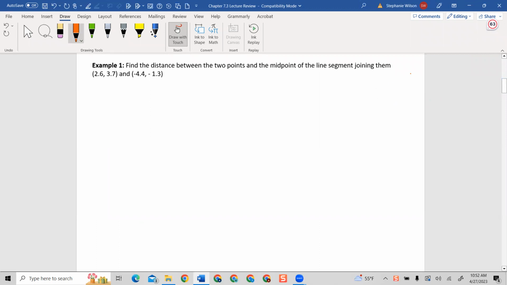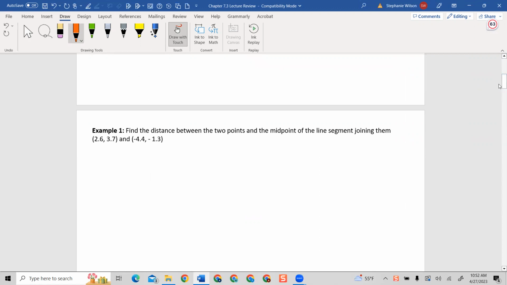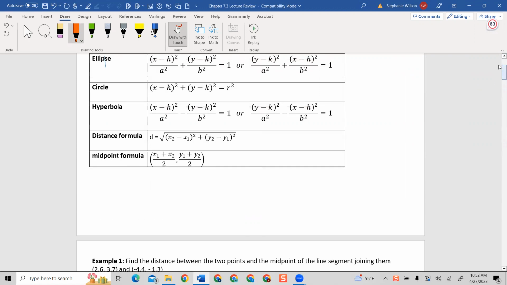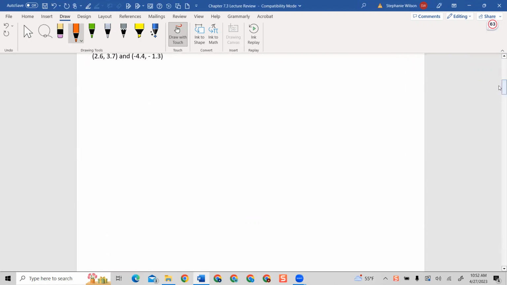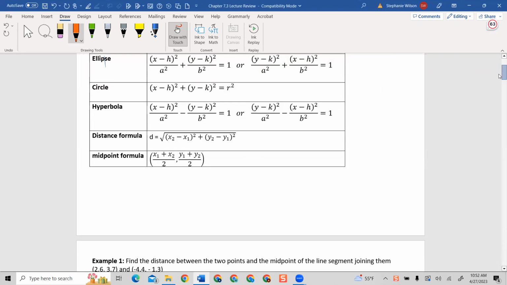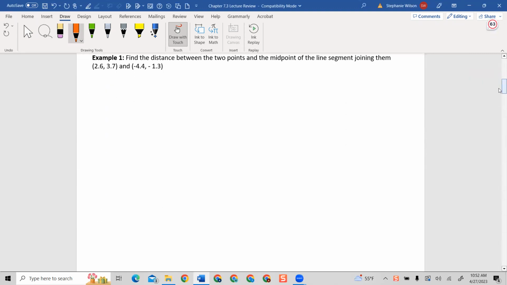All right, let's solve it. It says find the distance between the 2 points and the midpoint. So above here, as y'all can see, is the formula for distance and midpoint. Just trying to scroll up to show you. There you go. All right, and some of you may remember it from college algebra. Let's find our distance first.